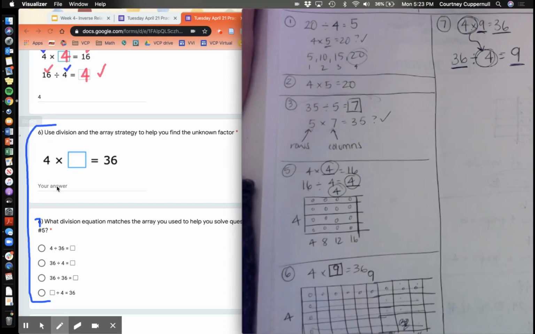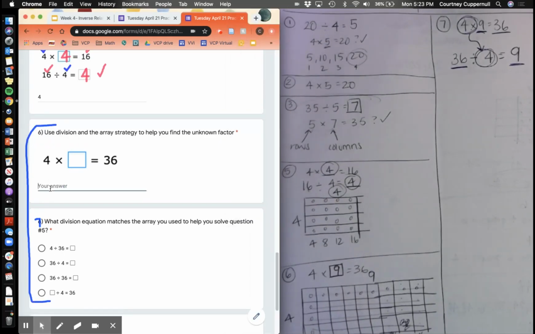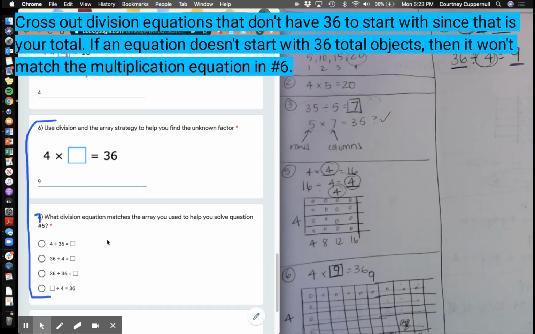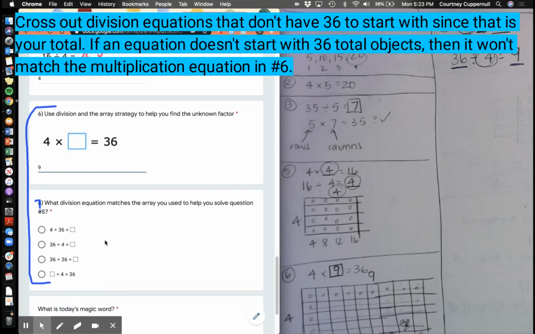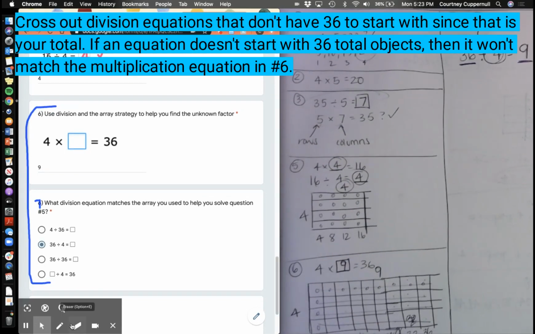Let's write our answers in here. So we know in this case, you should have typed 9 into here. And the division equation that matches the array, well, we know that it's this one because we just did the work, but also let's evaluate real quick.